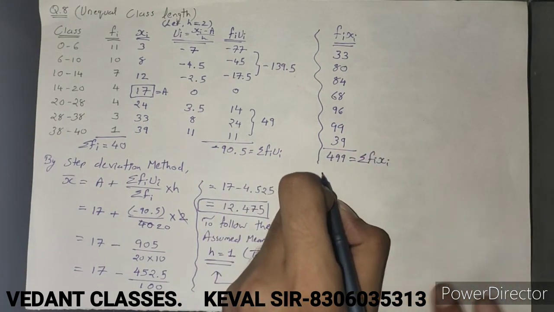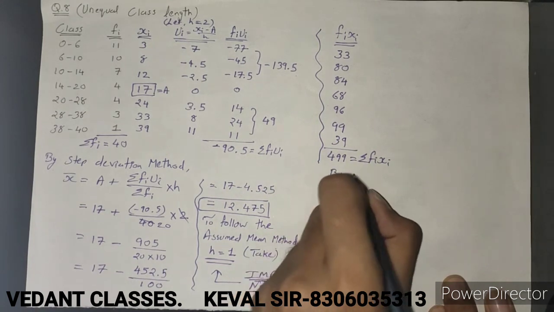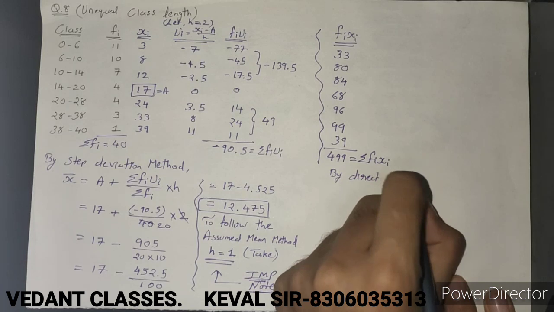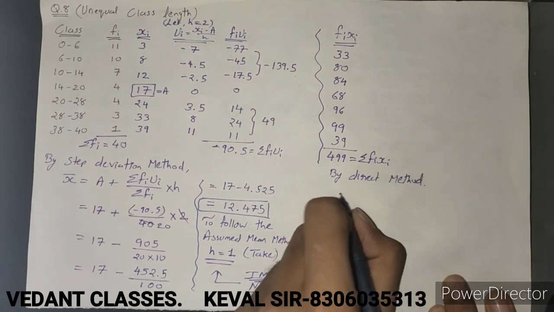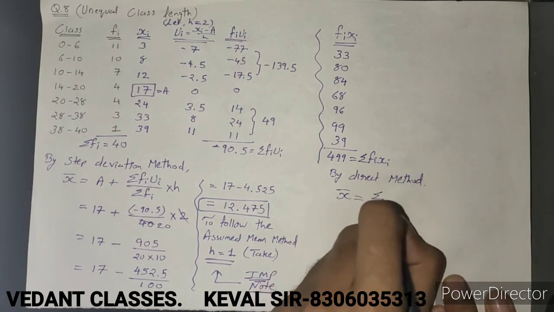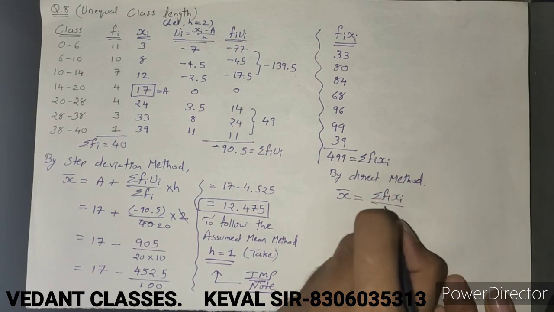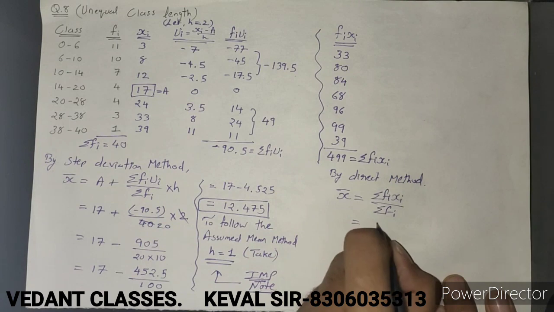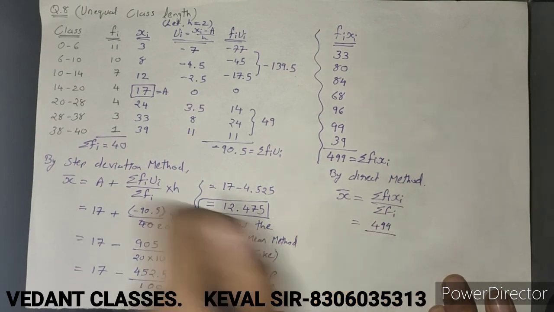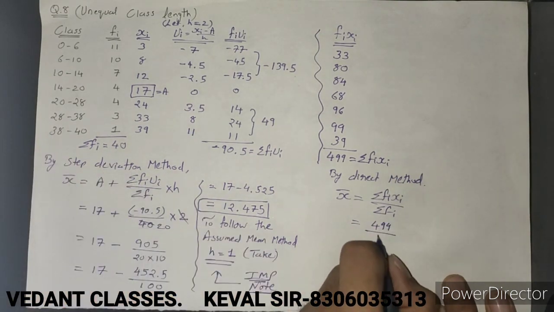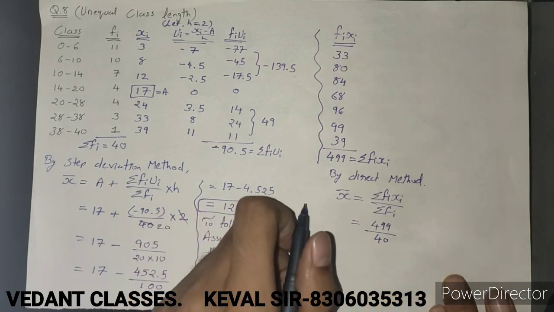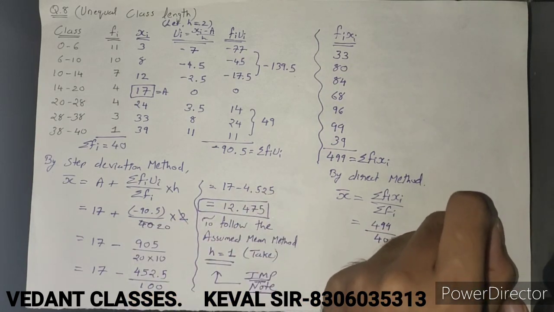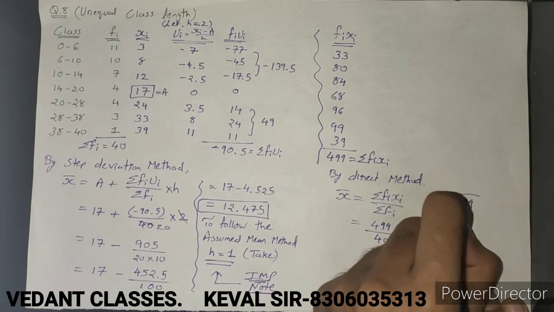So to calculate the mean by direct method, x bar is equal to sigma fi xi upon sigma fi. Okay, so it's like this: 499, and the value of sigma fi is 40. So when you divide 499 by 4, so it's 499 divided by 4.